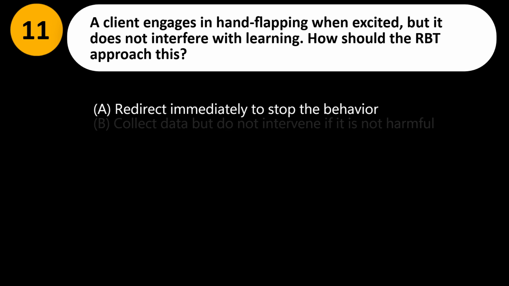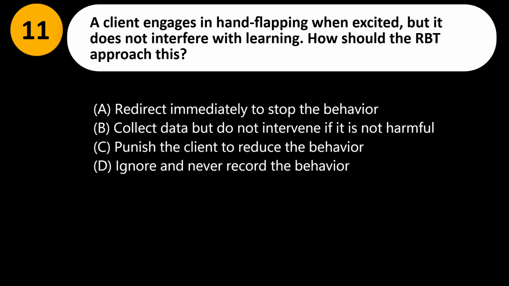A client engages in hand flapping when excited, but it does not interfere with learning. How should the RBT approach this? A. Redirect immediately to stop the behavior. B. Collect data but do not intervene if it is not harmful. C. Punish the client to reduce the behavior. D. Ignore and never record the behavior.